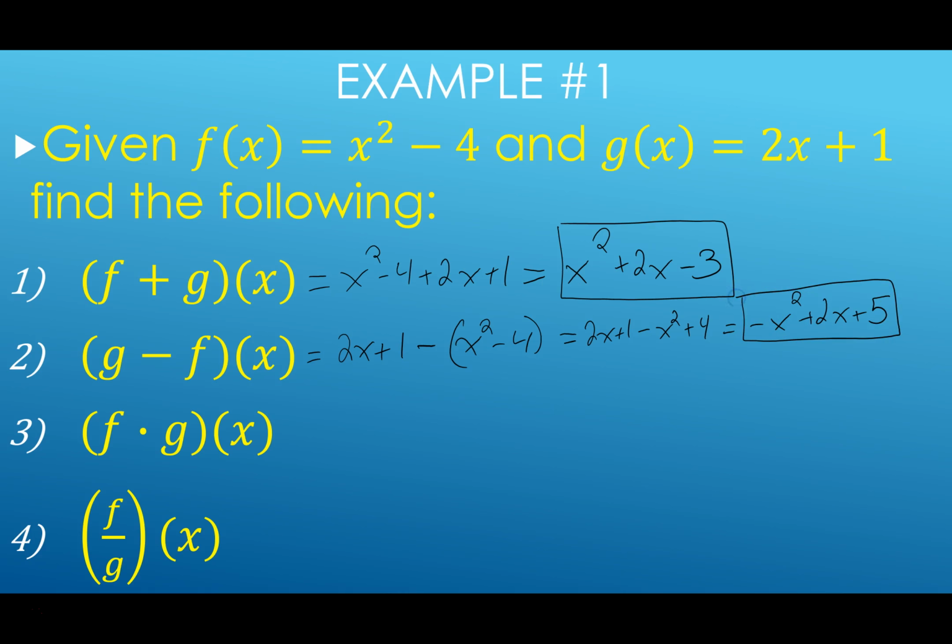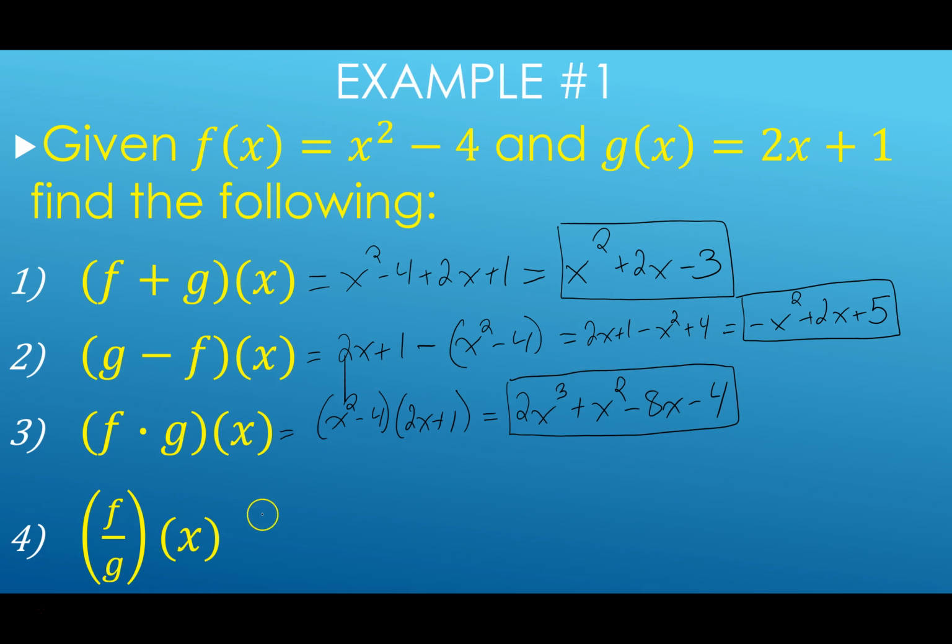Okay, so like I said, very straightforward. We're just going to simply subtract them in the proper order. F times g, we're now just simply multiplying the two functions together. X squared minus 4 times 2x plus 1. So we want to FOIL these two expressions. We'll get 2x cubed plus x squared minus 8x minus 4. Luckily, there's nothing to combine, so it's just written as that.